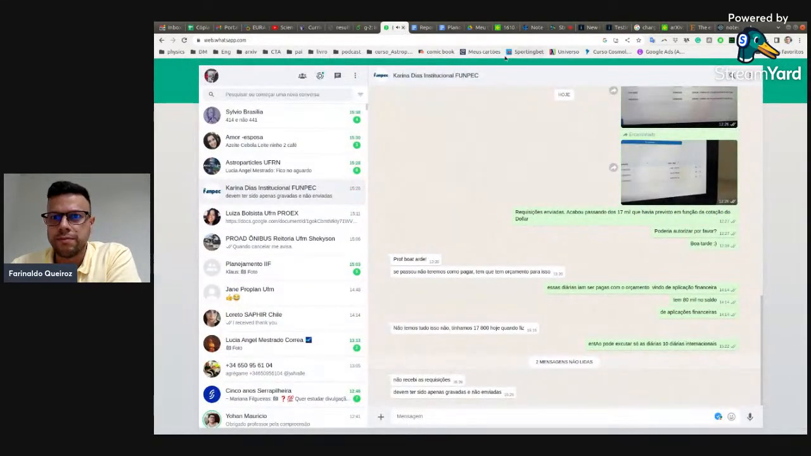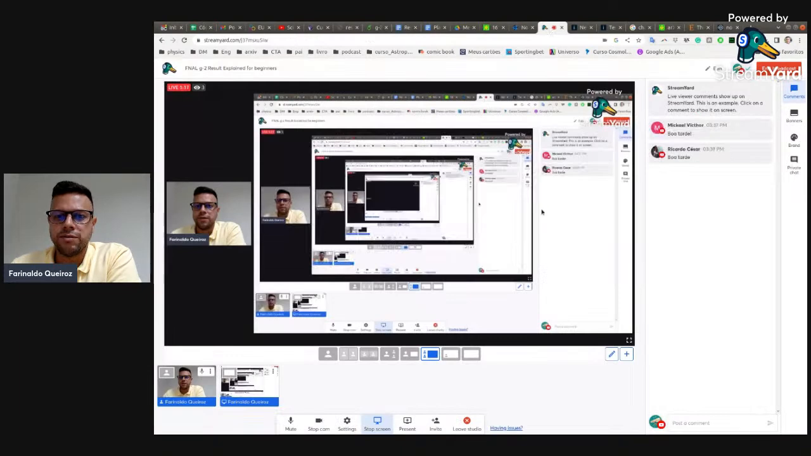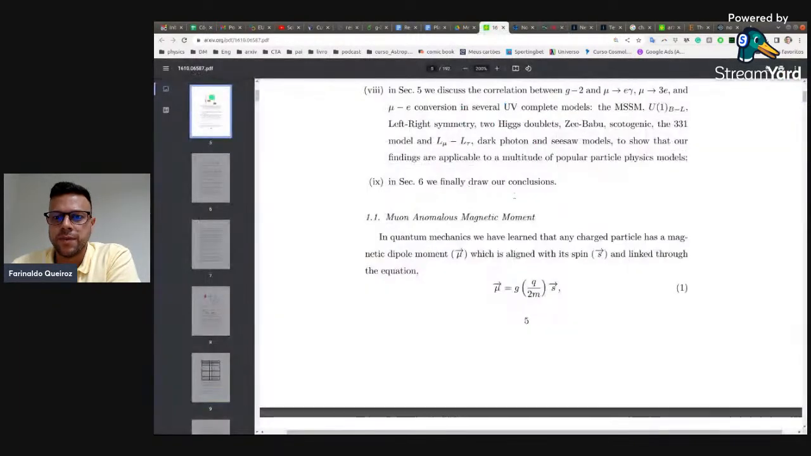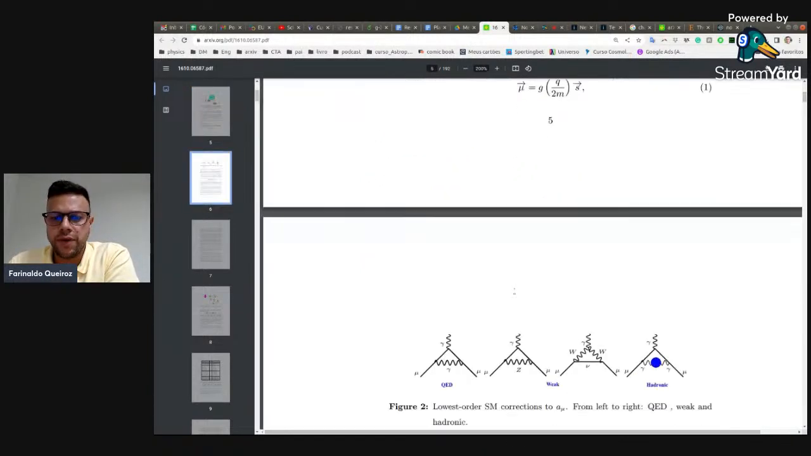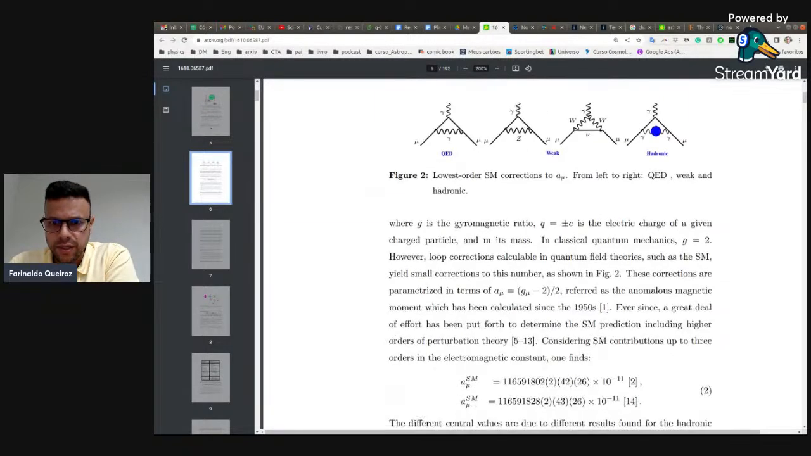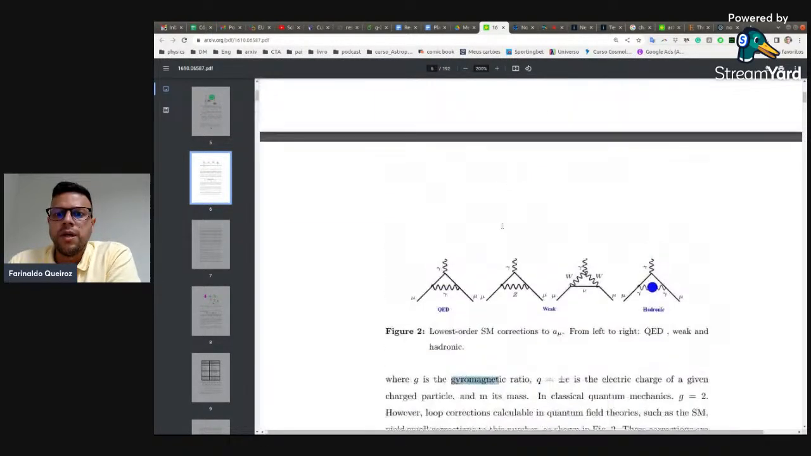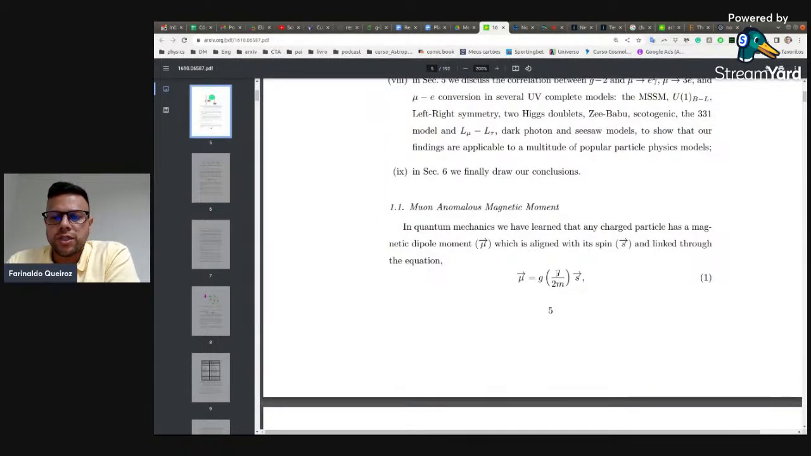You can derive this equation 1 using the Dirac equation, where g is the gyromagnetic factor. q is the charge of the particle, m is the mass of the particle, and s is its spin. And mu is the dipole moment. So in other words, this equation 1 is saying that the spin and the dipole moment are related.